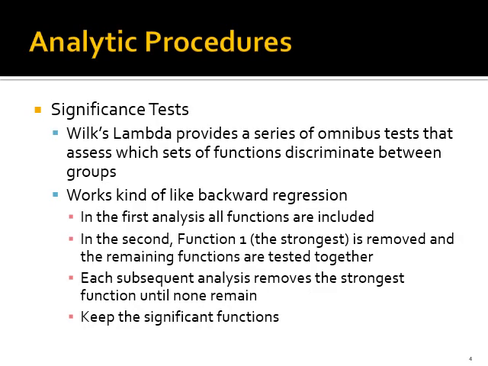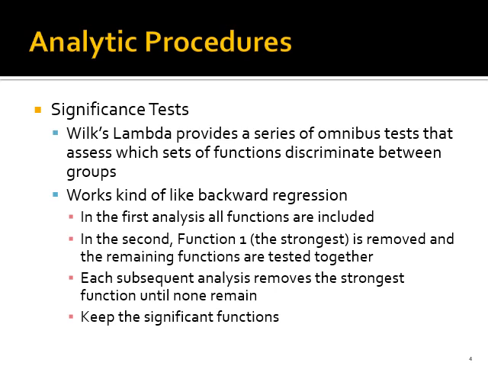So, peeling away the layers of the onion. The first level of the onion is, again, a significance test of the overall model. And again, we're going to use, much like MANOVA, a Wilks lambda, because remember, this is basically just a backwards MANOVA. The Wilks lambda is going to provide a series of omnibus tests that assesses whether the set of functions discriminate between the groups. So how well does this model actually work? It works kind of like a backwards regression. In the first analysis, all functions are included. In the second analysis, function 1 is removed, and the remaining functions are tested together. Each subsequent analysis removes the strongest function until none remain, keeping the significant functions.